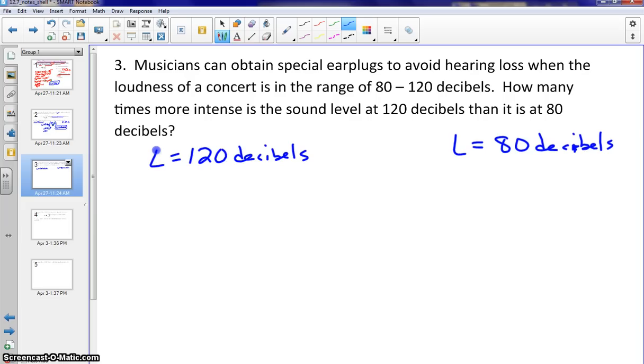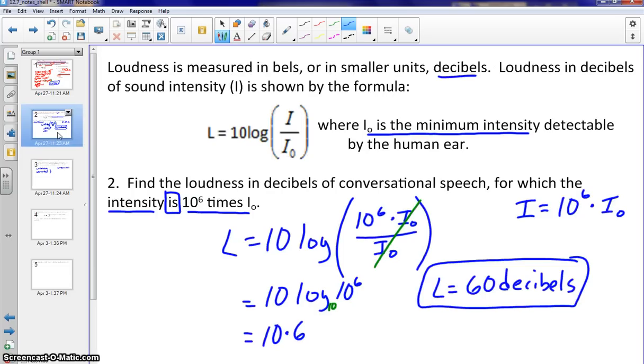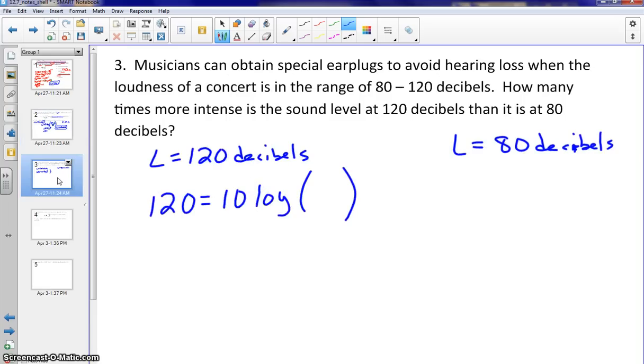Okay, so let's first start with the 120. So 120 would be equivalent to 10 times log of the intensity divided by the minimum intensity. Well, typically, as you can see, going back to our second problem here, our intensity was defined in terms of I sub O. This is typically how intensity is defined. So we will do that exact same thing in problem 3. We'll call that X times I sub O for our intensity. And that would be divided by I sub O.